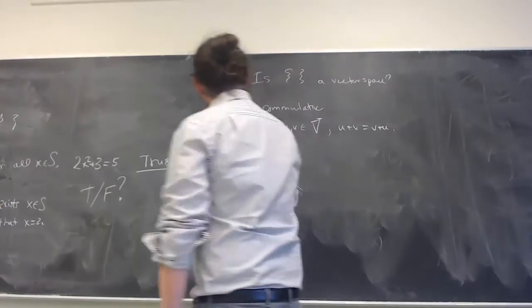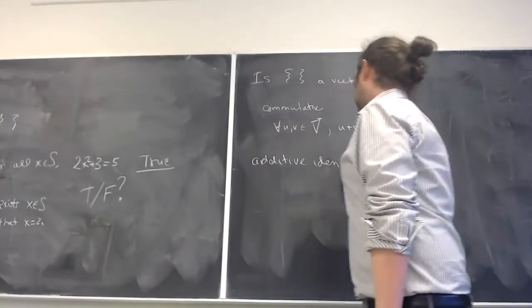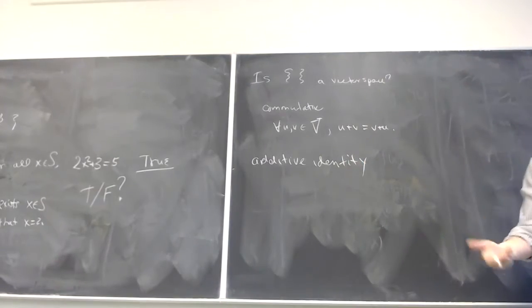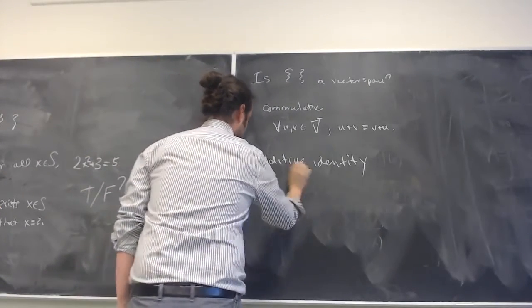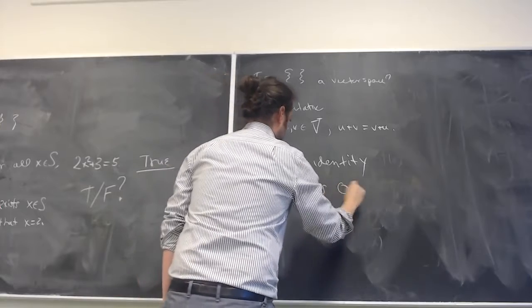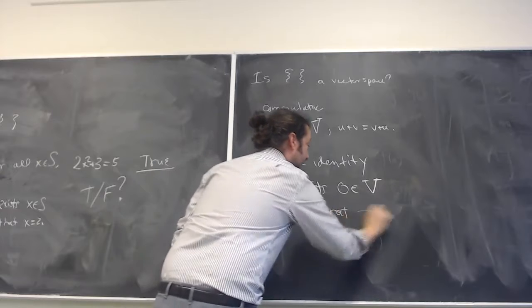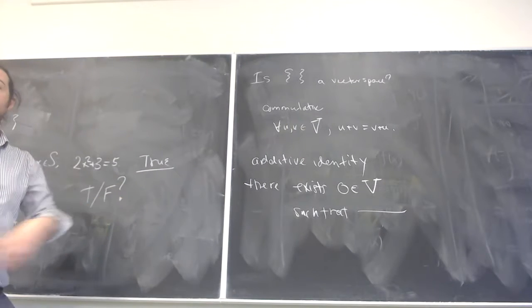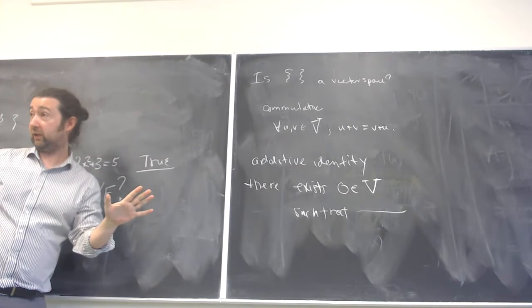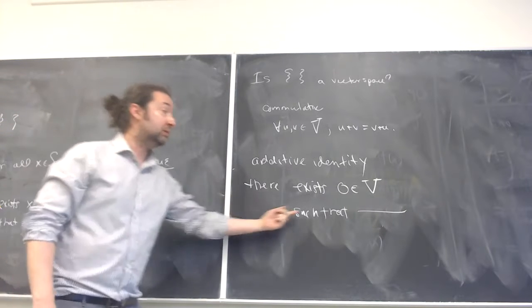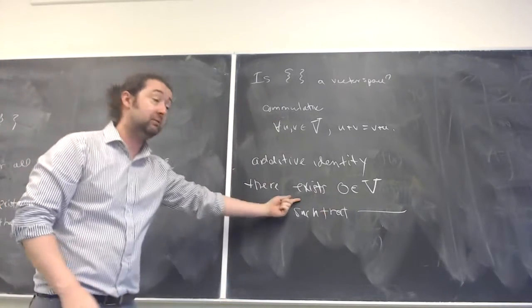On the other hand, the property of additive identity says there exists a zero in V such that, and then it does not even matter what comes after that, because I have asserted there exists a zero in V. Does there exist a zero in V? No, there's nothing in V at all, right? So this has to be false. There are no elements that could possibly be the zero in the empty set. So it can't be a vector space because it doesn't have any elements to be zero.